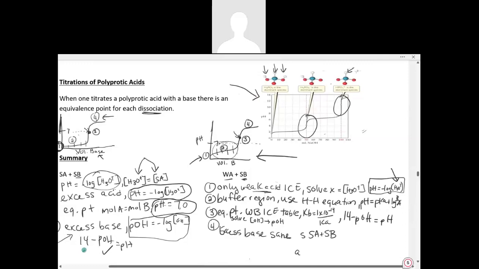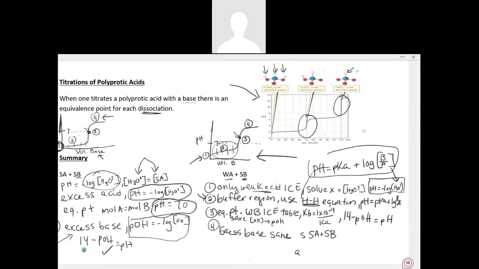In this region, we're in the buffer region, and we have to use the Henderson-Hasselbalch equation, which I'm going to rewrite up here because it got a little smushed down there. pH is equal to the pKa, so for our weak acid we take the negative log of the Ka, and then we add to that the log of the concentration of base divided by the concentration of acid. That's the Henderson-Hasselbalch equation, and again, that's for region 2.